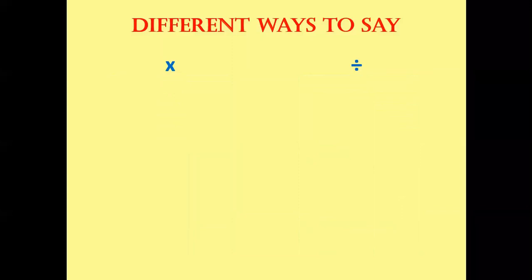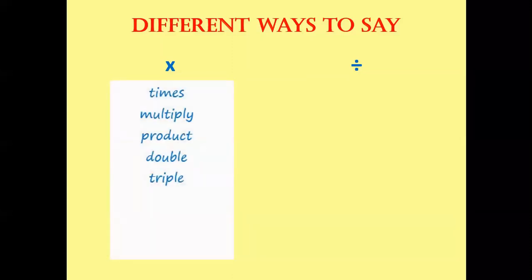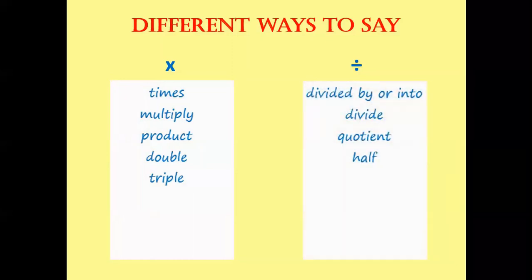Let's try it again with two more symbols. Take a look at the one on the left, pause the video, write your list. All right, here's what we've got. Try it again with the other symbol. All right, that division symbol. Here's what we've got for that.